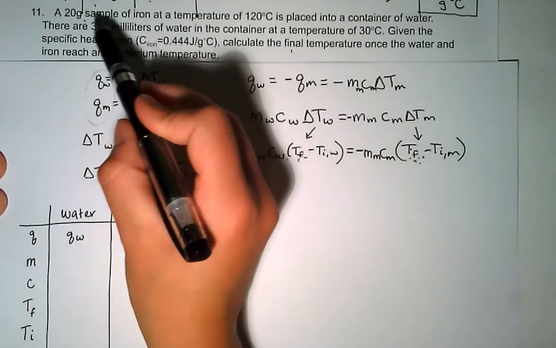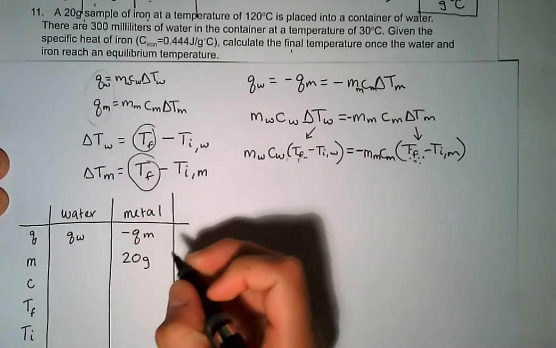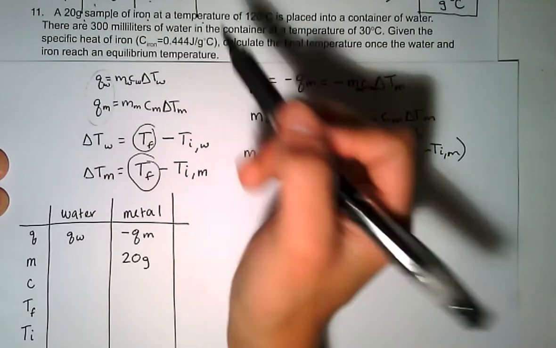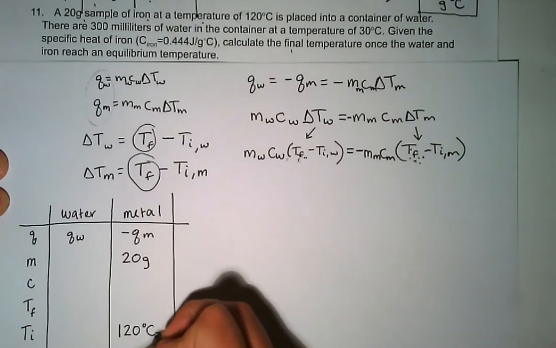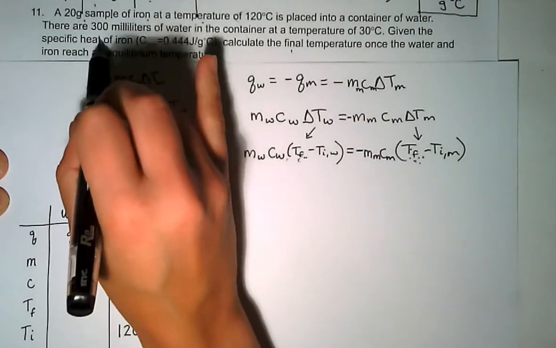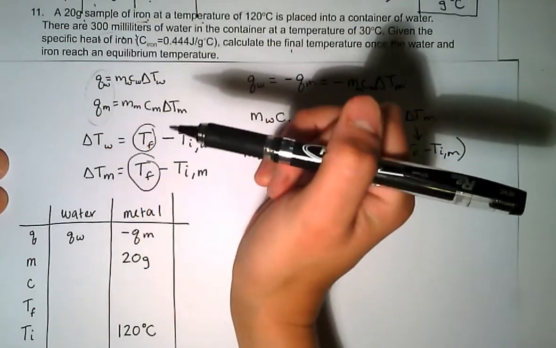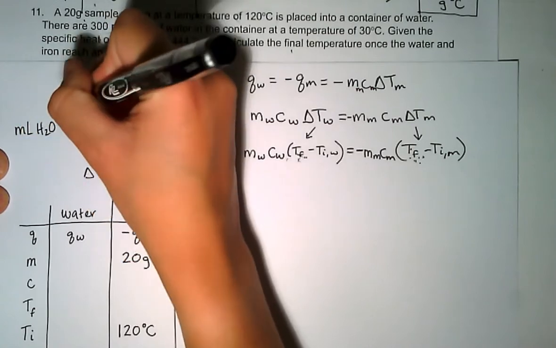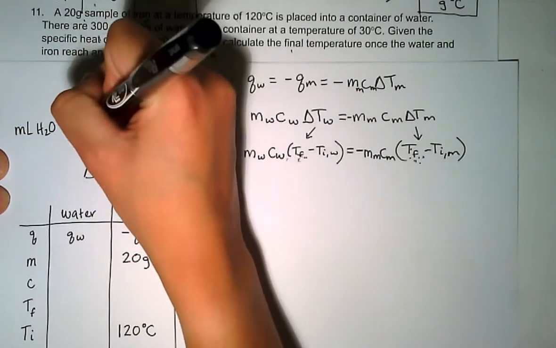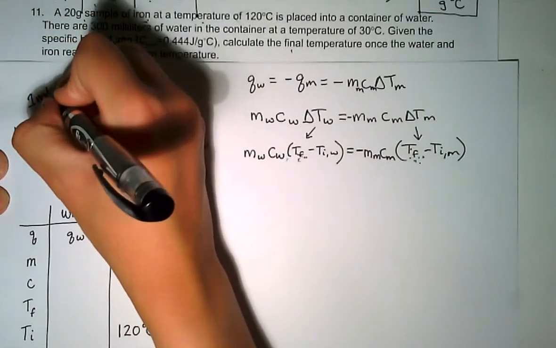So a 20-gram sample of iron. So that's our mass of our metal, 20 grams, at a temperature of 120 degrees Celsius. So that's our initial temperature of the metal. Is placed in a container of water. There are 300 milliliters of water. So this is kind of tricky, but a milliliter of water is equal to 1 gram of water. So they're trying to trick you, but 1 milliliter of water is the same thing as 1 gram.